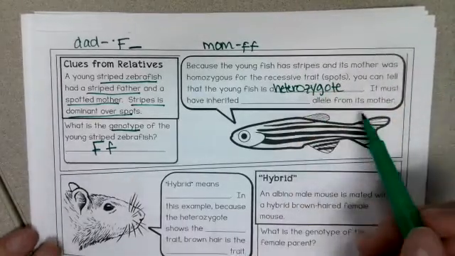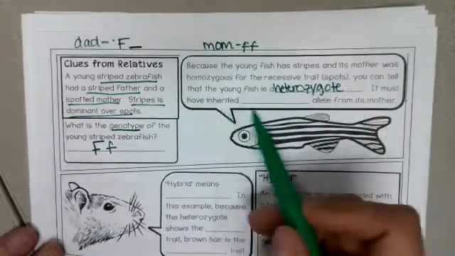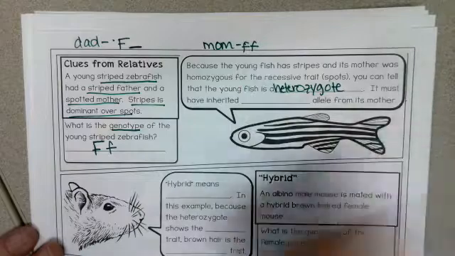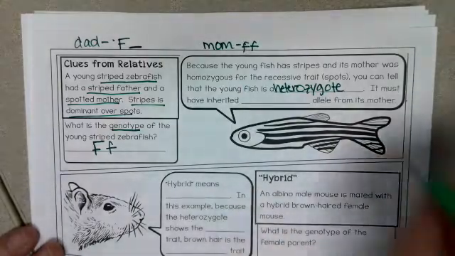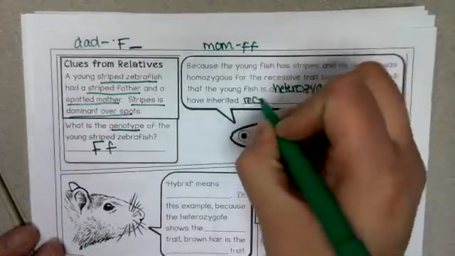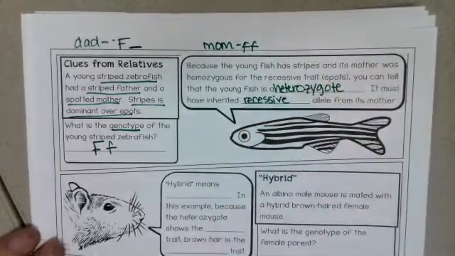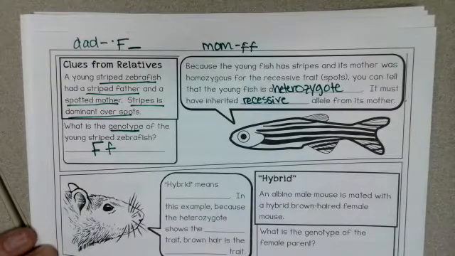All right. Because it must have inherited which allele from its mom? Again, mom could only potentially give that recessive allele, because that is literally the only kind of allele that she has to give.